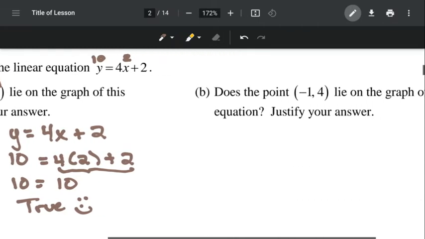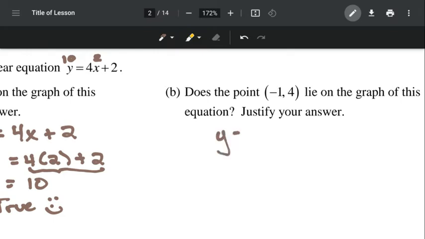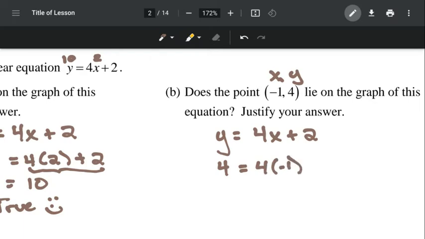Now we're going to use the same equation. So I'm going to rewrite it here. Y equals 4x plus 2. This time, they want us to check the point -1, 4. So we're going to plug a 4 in for y, a -1 in for x, and evaluate. So we have a 4 over here. Now we're going to put that in our calculator. You can use a graphing calculator, a cell phone calculator. You can use your own head. It doesn't matter. So 4 times -1 is -4 plus 2, and we get -2.